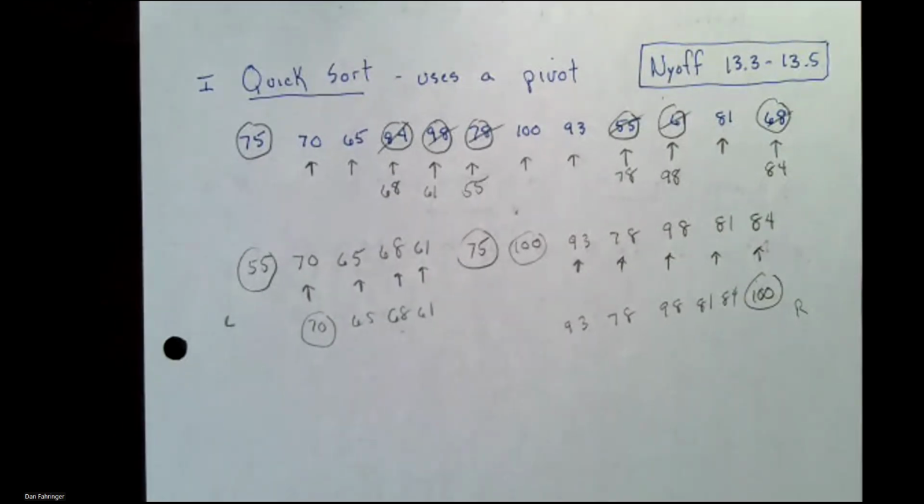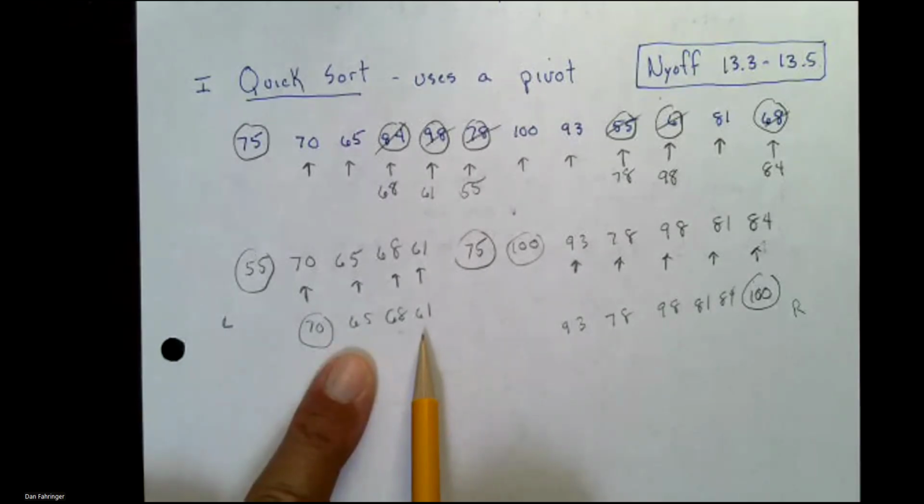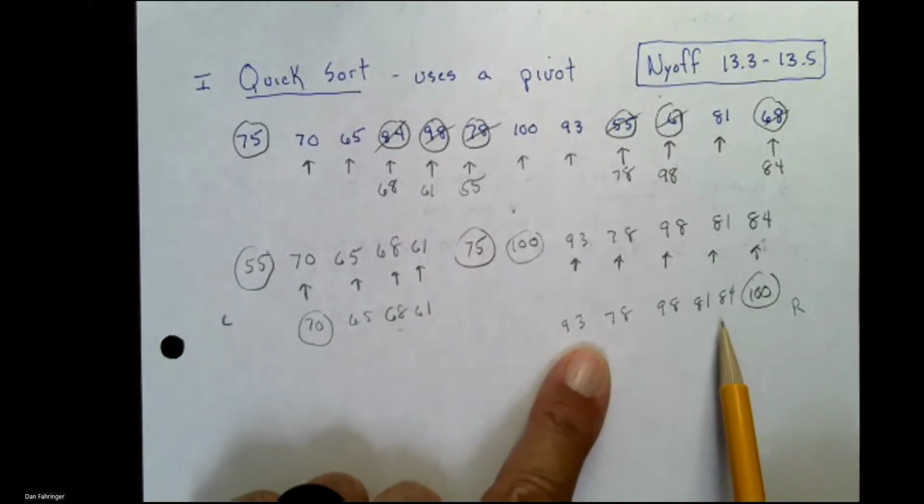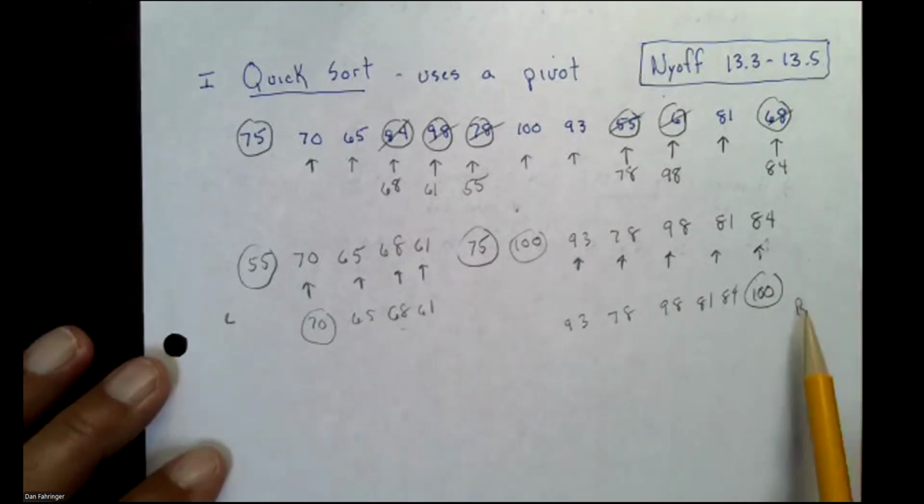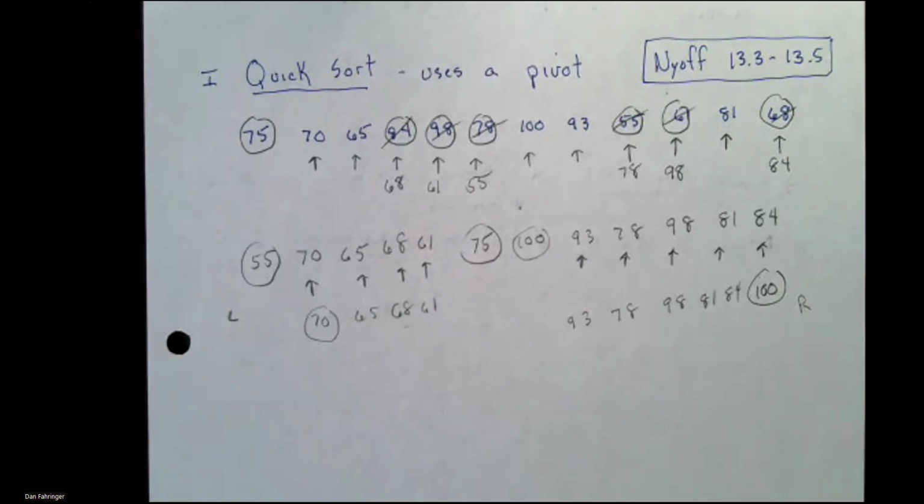Sorry, I confused you a little bit there. So now I have a list of these three numbers. I have a list of these five numbers. There was nothing to the left, there was nothing to the right. And I would continue that process.